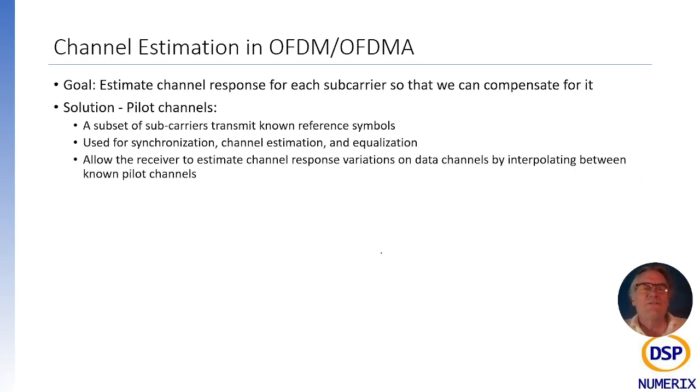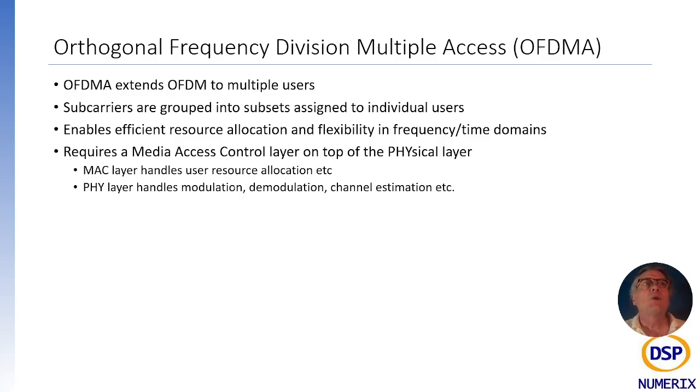So that's a very, very high level view of OFDM. The extension to that is to go from a single user to multiple users, and this is where we have orthogonal frequency division multiple access, referring to multiple users. And essentially what we now need to do is split the modulator demodulator into separate operations: a MAC layer, media access control layer, and a physical layer.